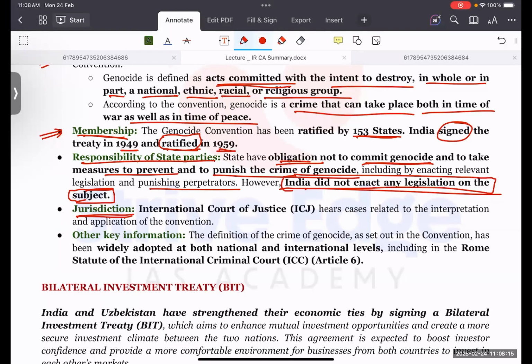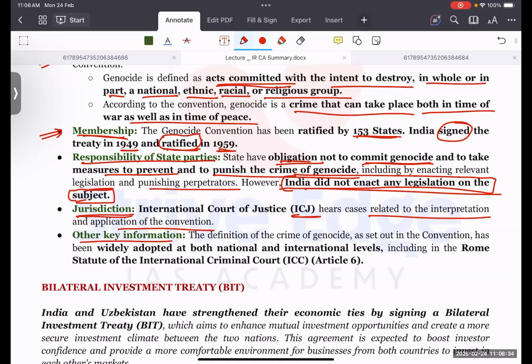In the jurisdiction, the ICJ, the International Court of Justice, hears the cases related to the interpretation and application of this convention. So any problems regarding this convention, or any doubts or interpretation required in this regard, will be under the jurisdiction of the International Court of Justice.